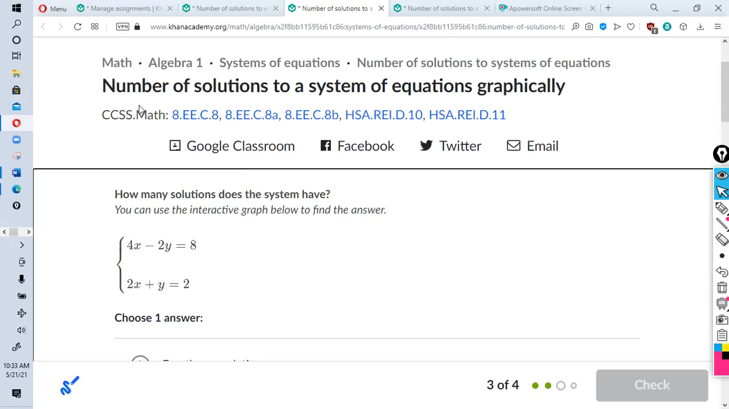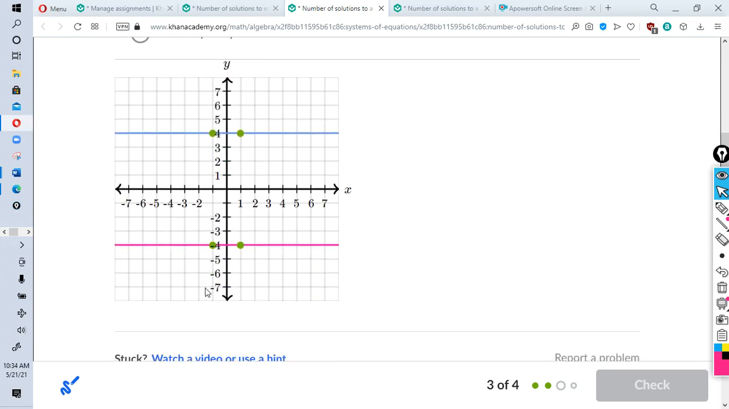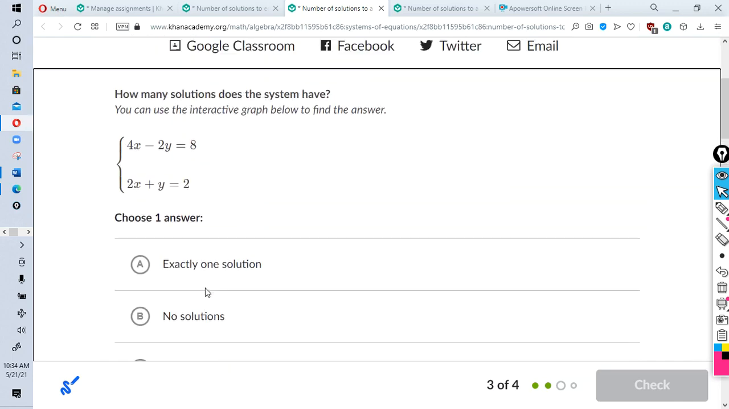All right, this is for the assignment, number of solutions to a system of equations graphically. The last one we did was algebraically. If you want to do this one the same way, you certainly can. To be honest with you, it's probably easier to do it algebraically than graphically. But if you want to have fun with this graph, I'll show you how to do this.